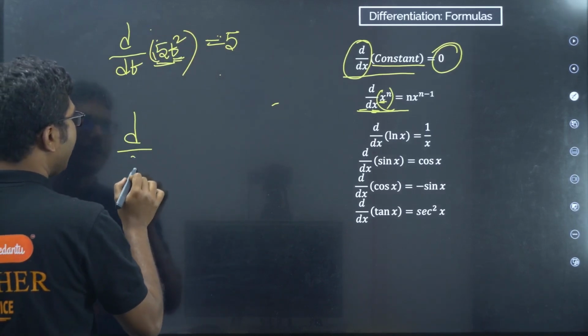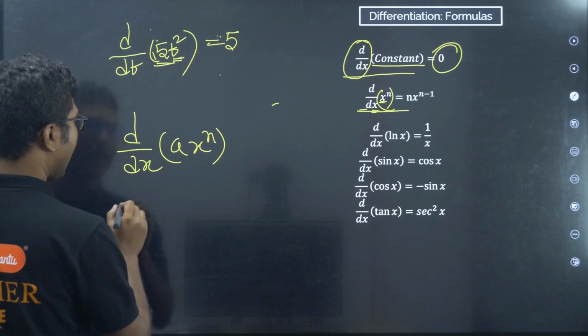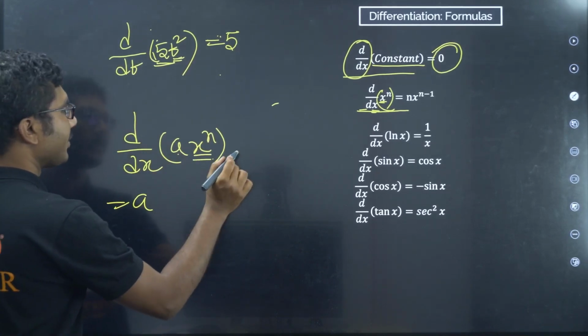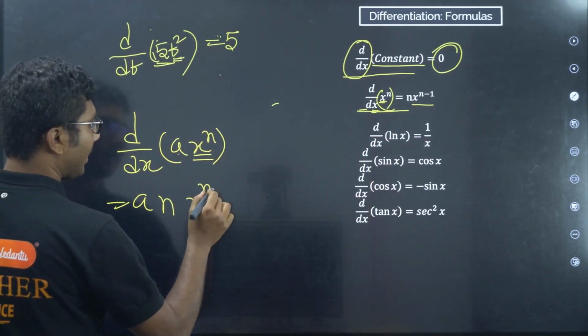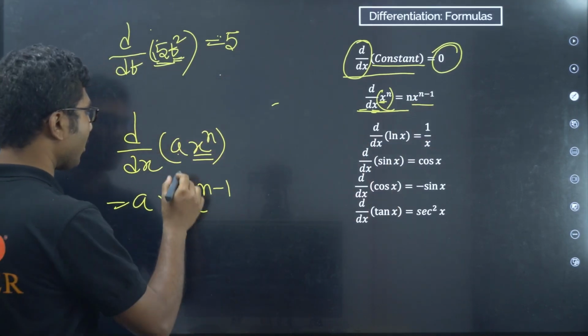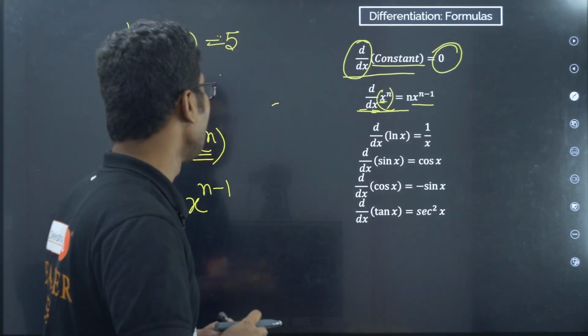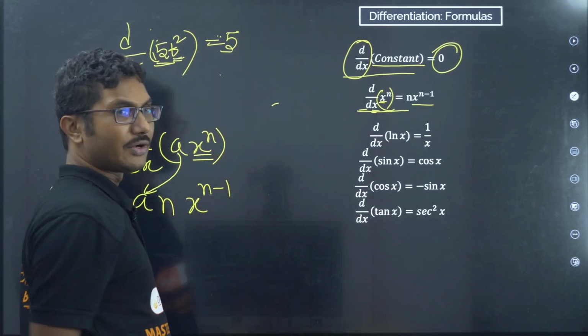So if we are doing d dx of a x to the power n, then this a will come out as it is. We will only differentiate this based on the formula, so n x to the power n minus 1. Okay, any constant does not affect our differentiation, it just comes out. So 5t square means 5 will be constant, it will come out as it is.